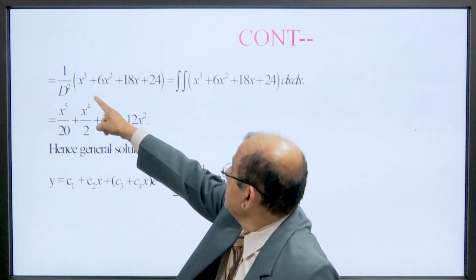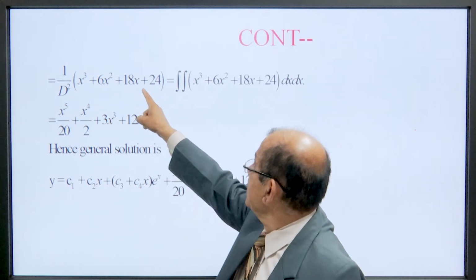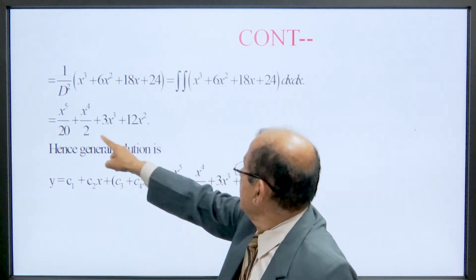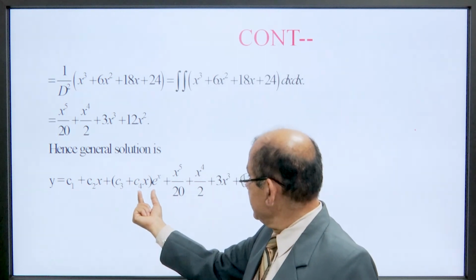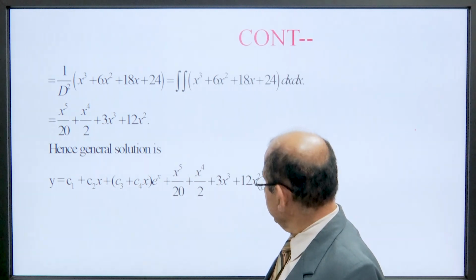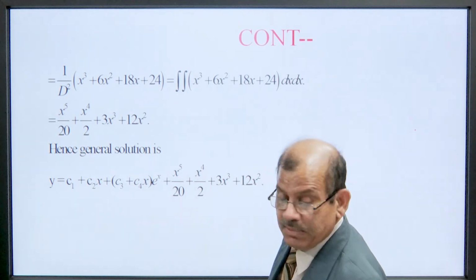Here we get x² + 6x² + 18x + 12, again integrating two times, 1/D². Hence the general solution is (C1 + C2 x + C3 + C4 x) e^x, with x^5/20, x^4/12, 2 + 3x² + 12x.